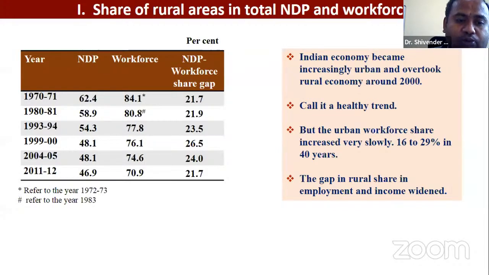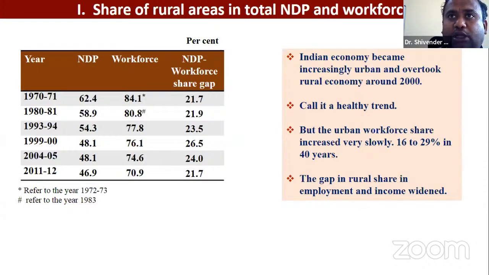So it means that more than 50% of the output was produced in urban areas by the year 2000. But if we see the workforce, still 76% of the workforce was living in the rural area. It has some implications. It shows that output was increasing, but without an increase in labor or employment, particularly in the urban areas.